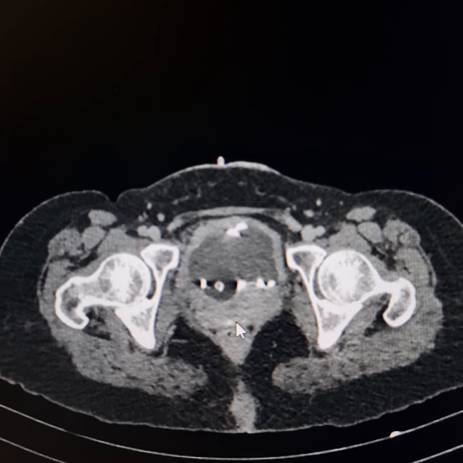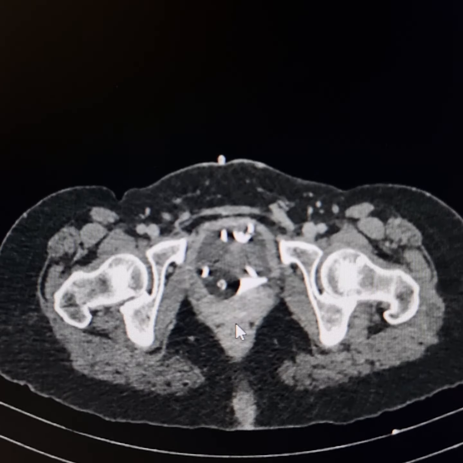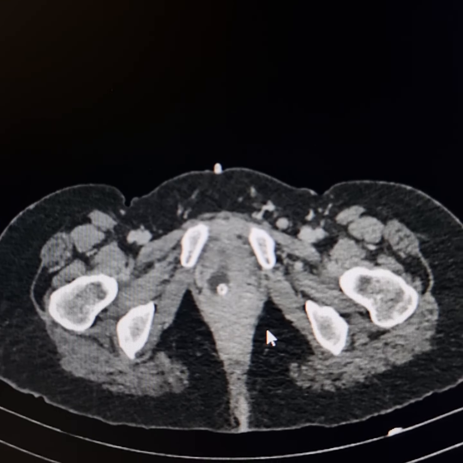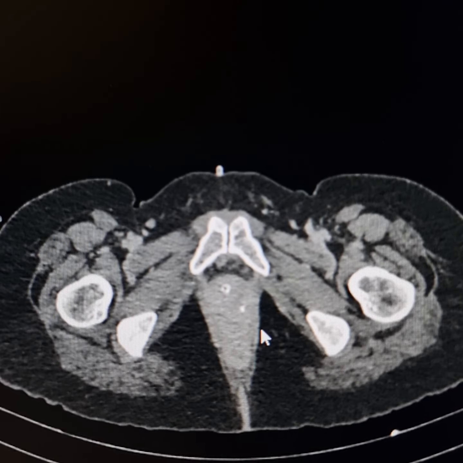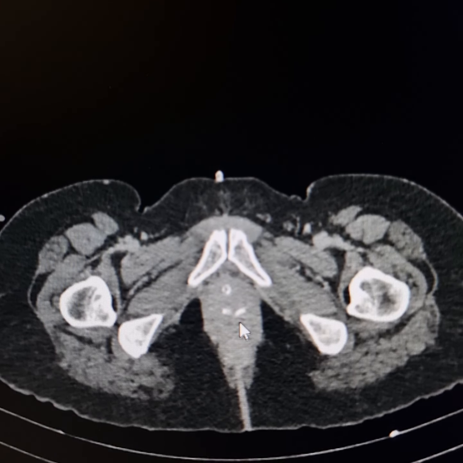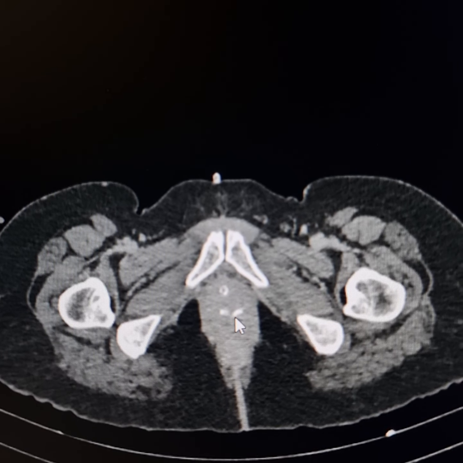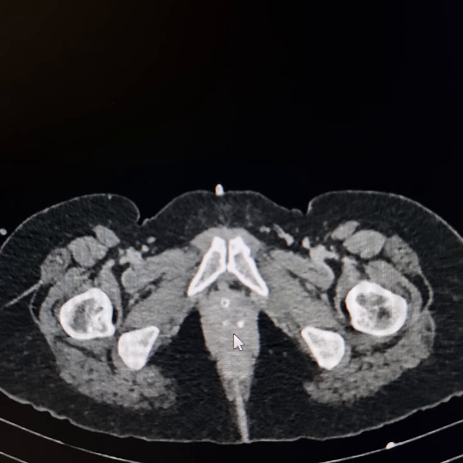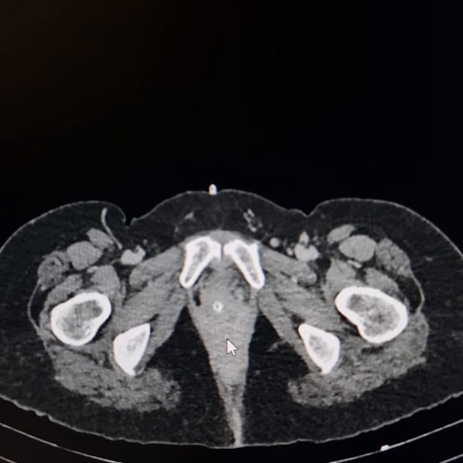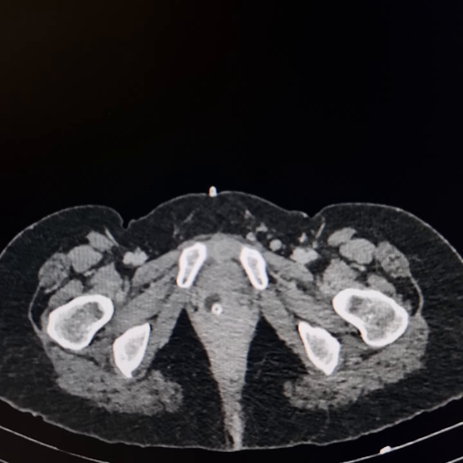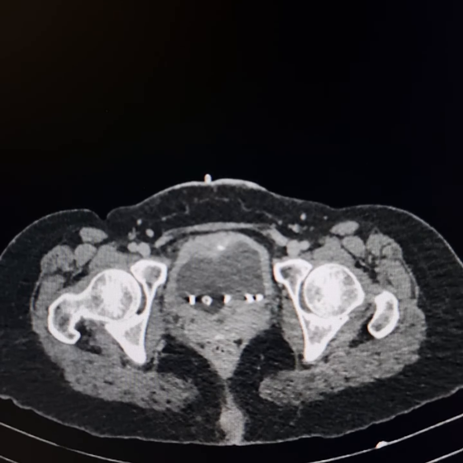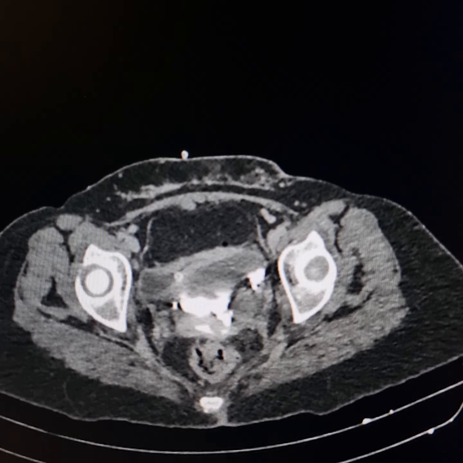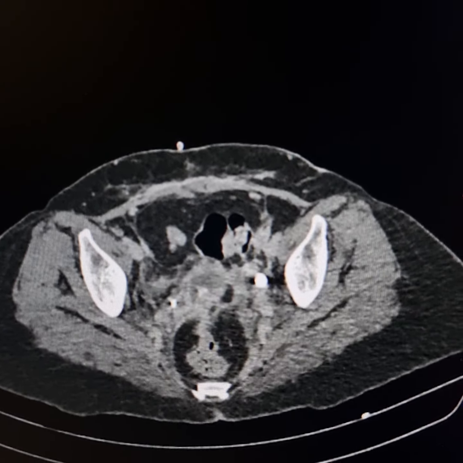These are the streaks of contrast medium in the vagina. A small amount of contrast medium is present in the urinary bladder. Now this is the vagina. So in such cases where there is a strong suspicion of ureteral injury, one must keep following the patient and do repeated scans to outline the ureteral injury.